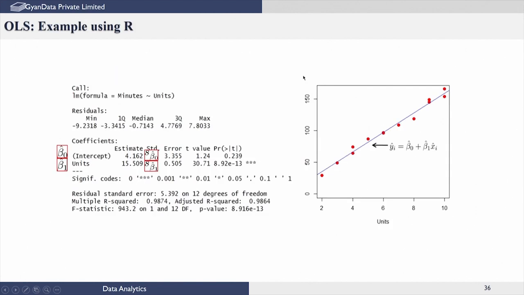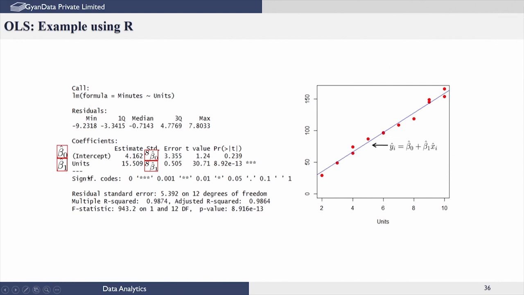So, let us apply this to the example of the servicing problem, where we have 14 data points, and the time taken and the number of units repaired by different salesmen are given. In this case we have these 14 points which I have shown. We have fitted the data using R. Remember that lm is the function which we call for fitting a linear model, and here the dependent variable is minutes and the independent variable is units.